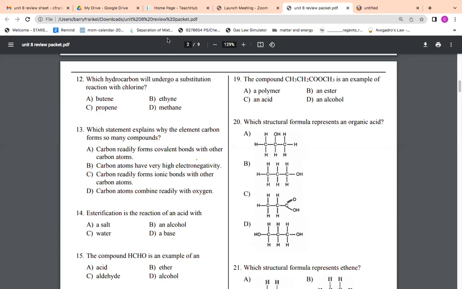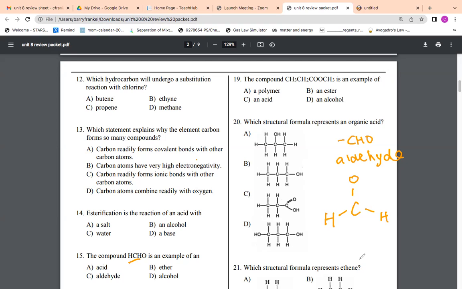Number 15. We're given this condensed structural formula, HCHO. Now, just a piece of advice or a tip: if your condensed structural formula ends in CHO, it's probably going to be an aldehyde. But anyways, let's go ahead and draw this so we can actually see what it looks like. So we've got H, it's attached to a carbon, and that carbon is attached to another hydrogen and an oxygen. And I know something is wrong with this.